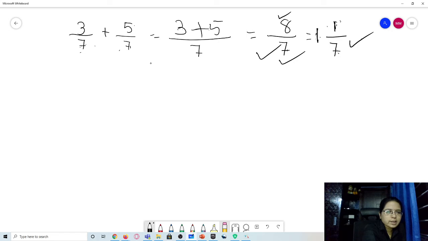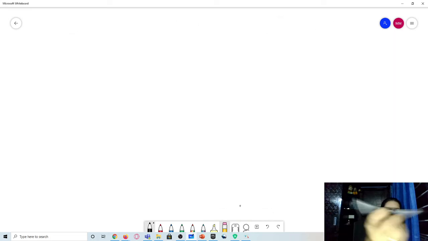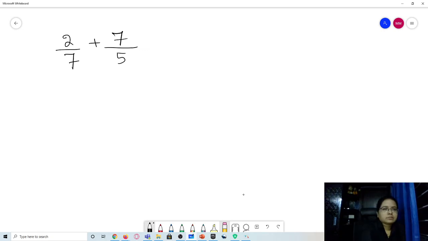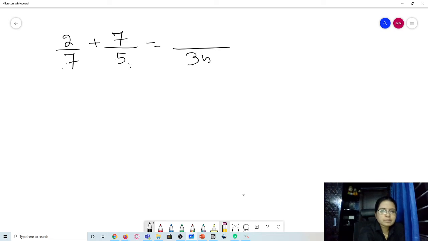Now addition of unlike fractions. Addition of unlike fractions: 2 divided by 7 plus 7 divided by 5. Both are unlike fractions as the denominators are unequal. First find out the LCM of the denominators 7 and 5. LCM of 7 and 5 is 35.